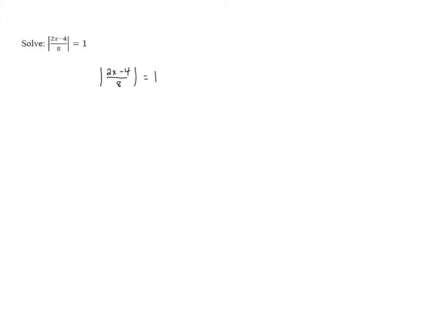Now, when we do this, the first equation is always going to be exactly what we started with, but without the absolute value symbols. So we're going to have (2x minus 4) over 8, without absolute values, equals 1. And then the other equation is going to be exactly the same, except the number on the right is going to be negative. So we're going to have (2x minus 4) over 8 equals negative 1.